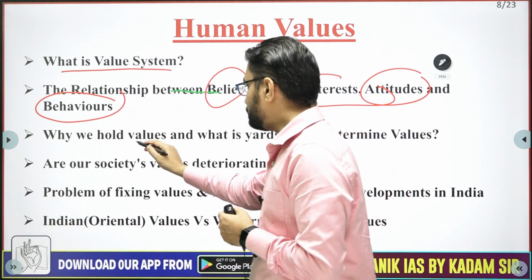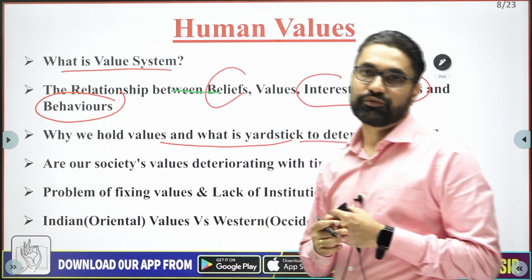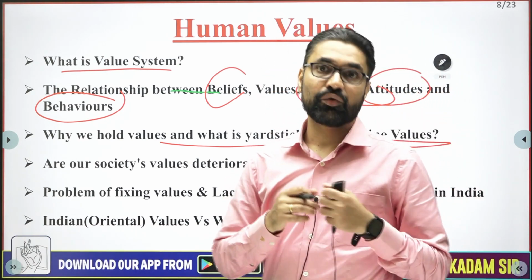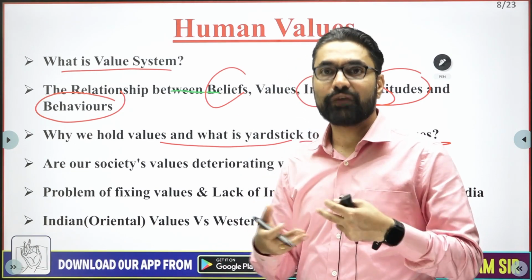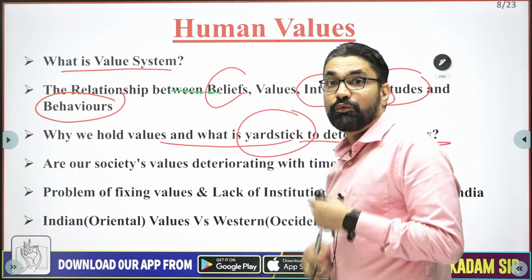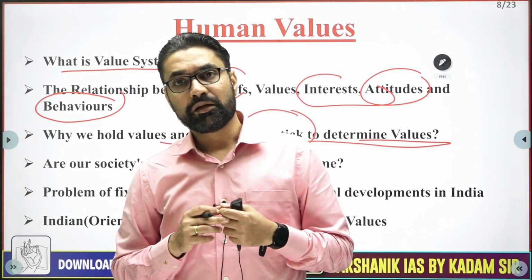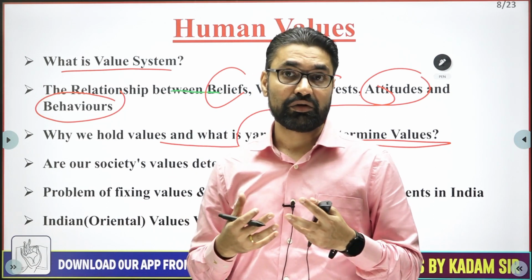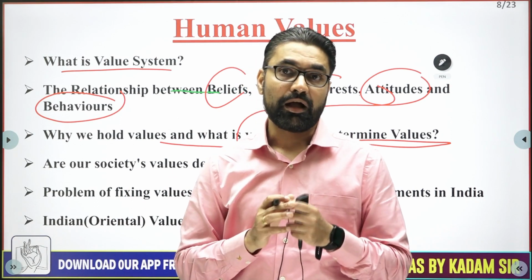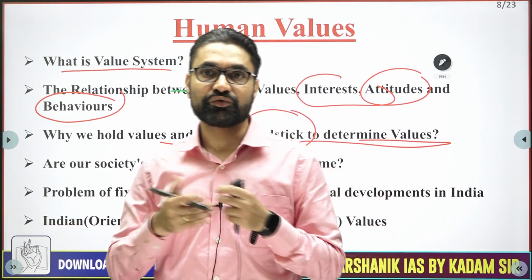Then we will discuss why we hold values. What is the utility of values? Why is it necessary to hold values? And once we develop values, how do we measure them? What is the yardstick to determine values? How do we decide which values are good and which are bad? Over thousands of years, society, culture, and religion told us which are good values and which are bad. But today, how do we determine that? What parameters do we use to decide what is good and what is bad?